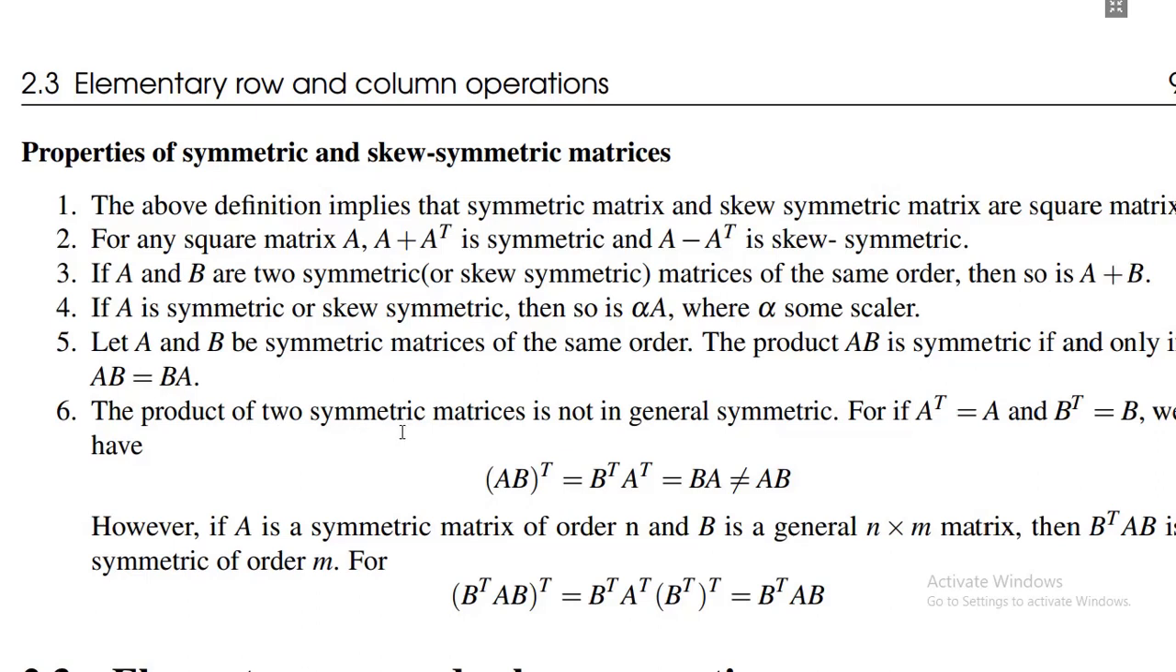The product of two symmetric matrices is not in general symmetric. That means for A transpose equal to A and B transpose equal to B, we have that AB, the whole transpose, is B transpose times A transpose, but B times A is not equal to A times B. However, if A is a symmetric matrix of order n and B is a general n by m matrix, then B transpose times A times B is symmetric of order m.